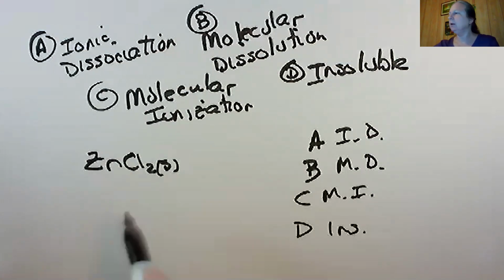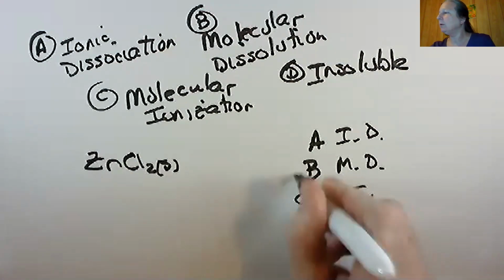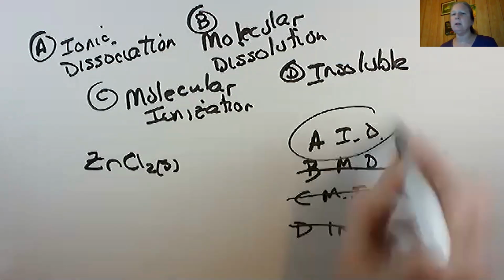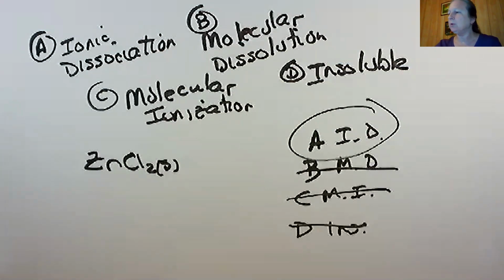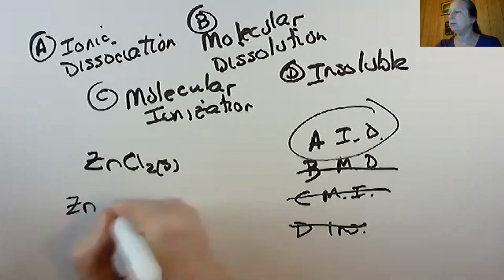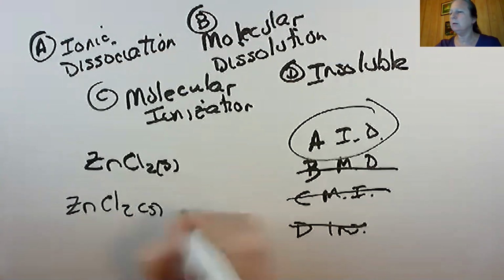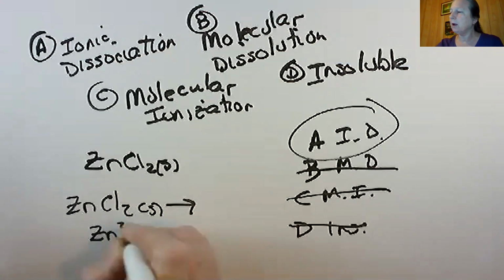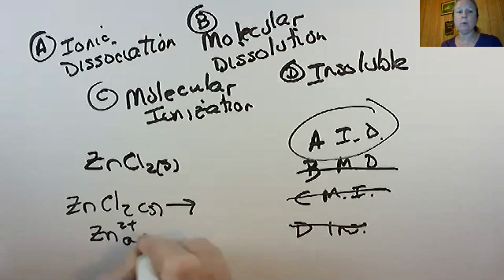This is ionic. So we can immediately get rid of the molecular choices. So the next question that's left to us is it soluble? Yes. Therefore, it is an ionic dissociation reaction. And what's going to happen is your zinc, now we can see up here. Your zinc chloride solid will dissociate into zinc ion, aqueous.